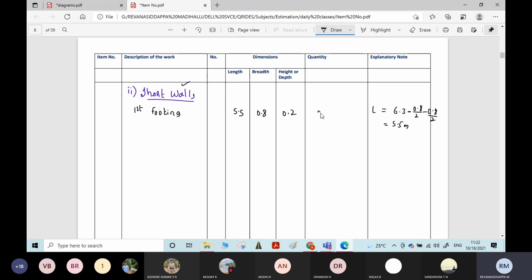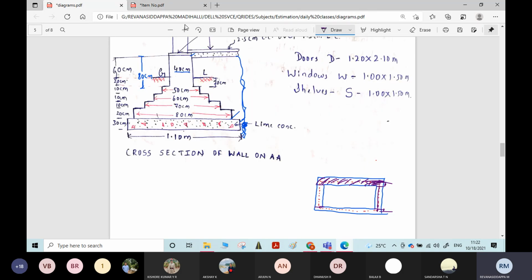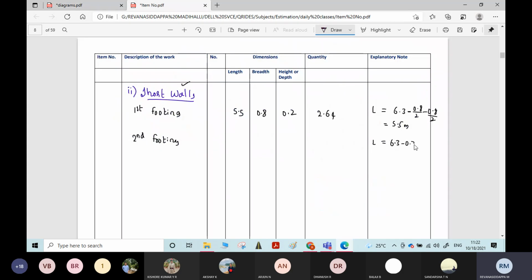Similarly, perform the calculation for the second footing. Calculate the length. The second footing width is 70 centimeter. That is 6.3 minus 0.7 divided by 2.